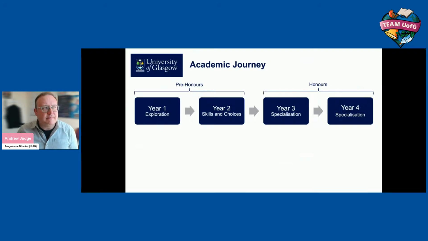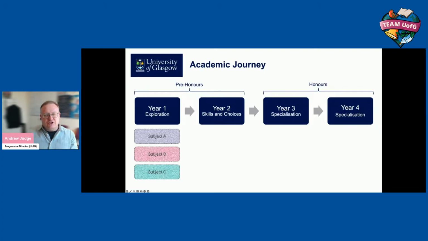So let's take you through the 4 years. What does it look like if you're going to study at Glasgow? Well, we split our undergraduate studies into 2 2-year blocks. The first 2 years are pre-honours and the second 2 years are honours. The first 2 years, pre-honours, are about exploration, skills and choices.